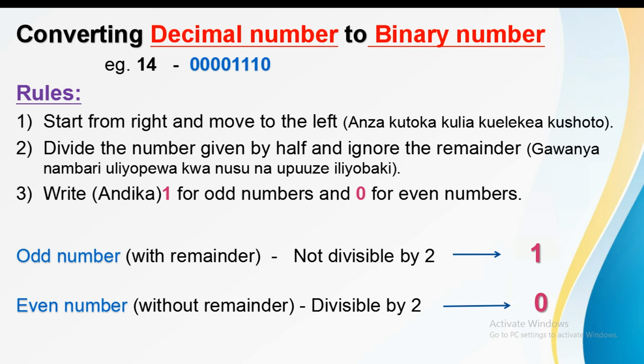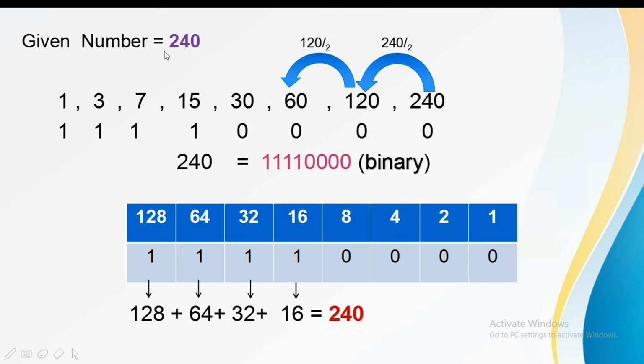Tukisema odd numbers, tunasema numbers zenye zina remainder kama 3, tuko na 5, tuko na 7, tuko na 9. Yani those numbers are not divisible by 2. Yani ukidivide by 2 lazima upate nini? Remainder. Even numbers are numbers without remainder, yani they are divisible by 2. Kama 2 itself, then 4, 6, 8, those ones are even numbers. So ukimaliza kuziandika zile namba, unaangalia zile zina remainder, unaweka 1. Zenye hazina remainder unaweka nini? 0.